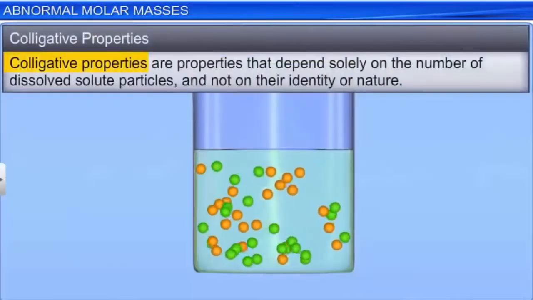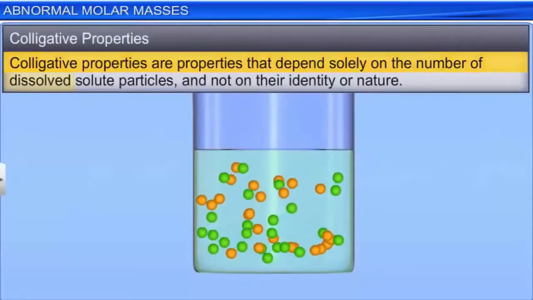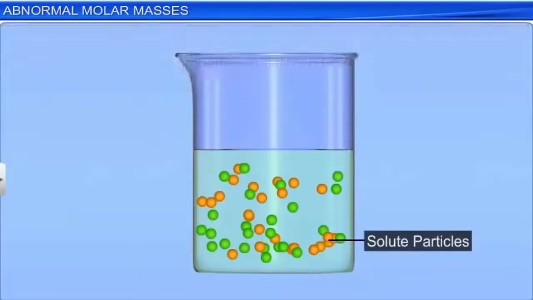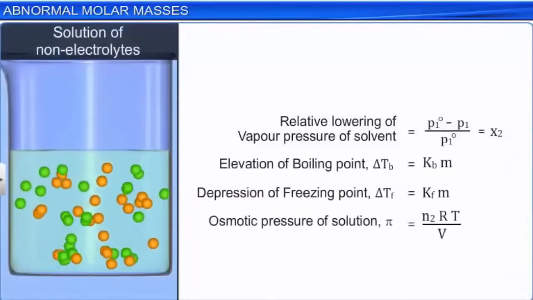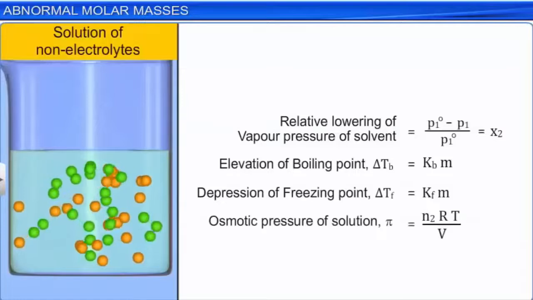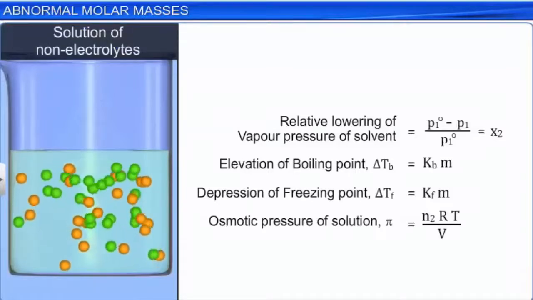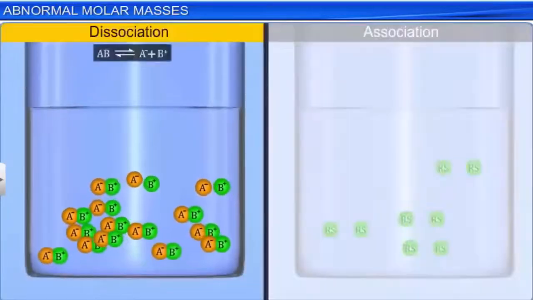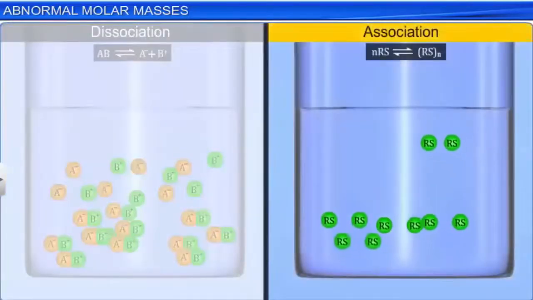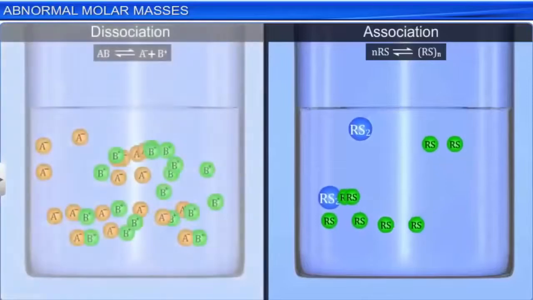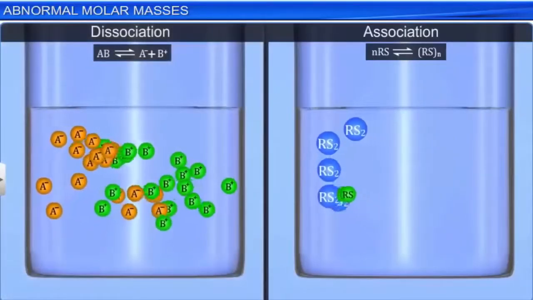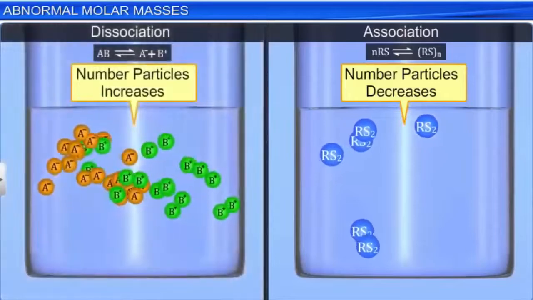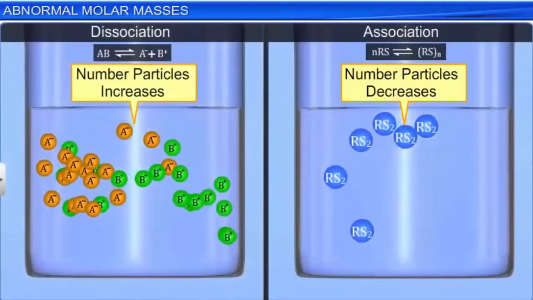You know that colligative properties are properties that depend solely on the number of dissolved solute particles and not on their identity or nature. Various relations derived for colligative properties hold good only for solutions of non-electrolytes, as there is no change in the molecular state of the solute. When a solute undergoes dissociation or association in a solution, then the number of particles of the solute in the solution increases or decreases respectively. Thus, the colligative property changes accordingly and we get abnormal results.